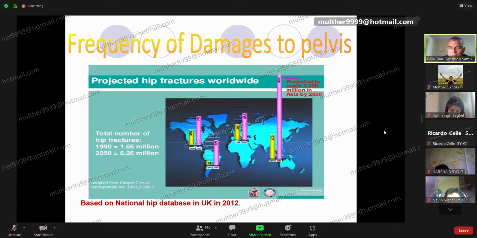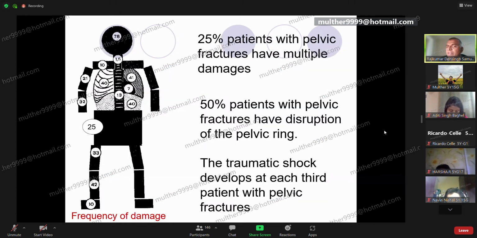So when we talk about the frequency of damage, here we have a short statistic about the frequency of injury to the hip in different regions. So 25% of pelvic fractures will have what? Multiple injuries. The patient will have multiple injuries. With 50% of pelvic fractures, there can be damage to the pelvic ring. We'll discuss what the pelvic ring is, and traumatic shock develops in every third patient.